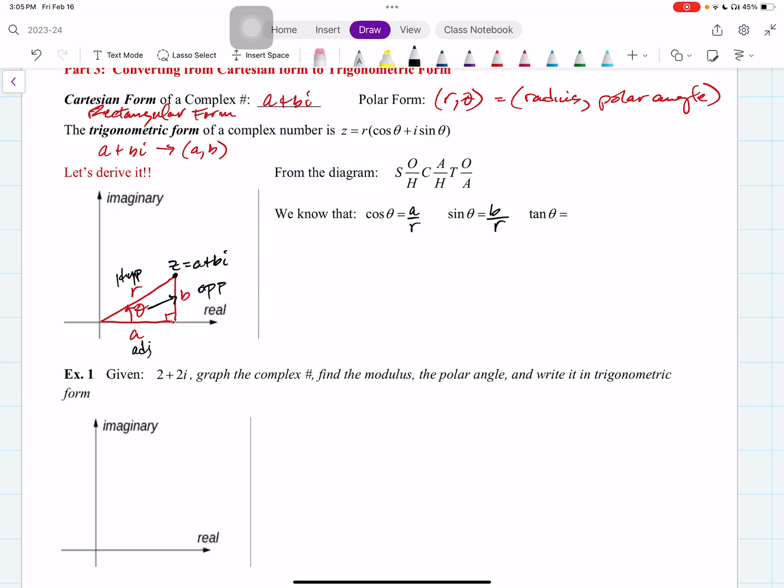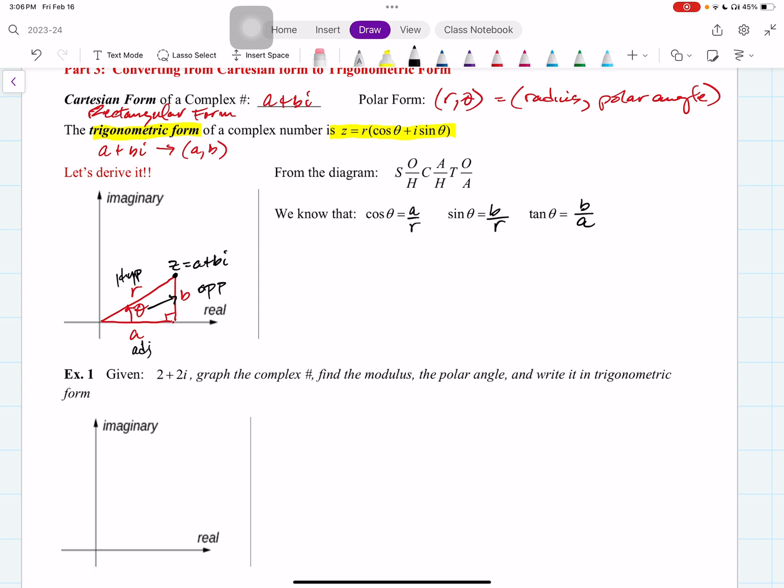You probably have other definitions in terms of x and y. It's the same thing, guys. Instead of x to r, I have a to r. Instead of y to r for sine, I have b to r. It's just the vertical divided by the hypotenuse, so nothing new here. And you already know that tan theta is usually y to x, but in this case we're using b and a because we're dealing with a complex number, so it's b divided by a. Believe it or not, if you know these three definitions, you can derive the famous trig form of a complex number, which is r times cosine theta plus i sine theta.